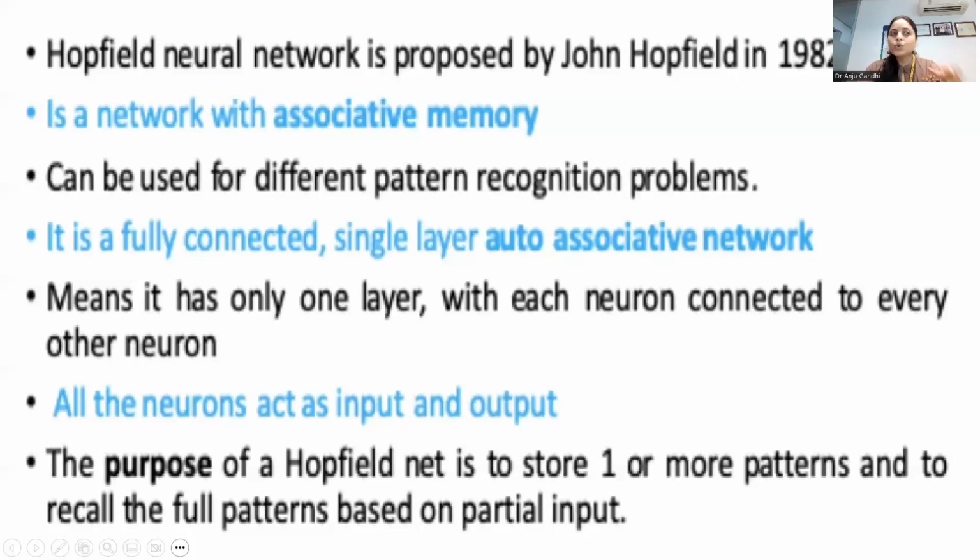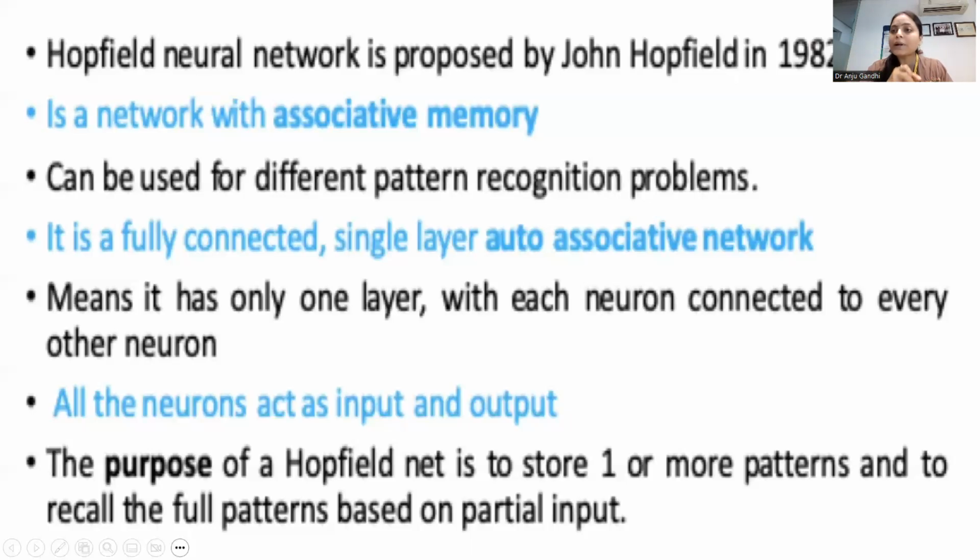Now, what is the use of Hopfield neural network? Why are we studying it here? As we know, the main task of machine learning is to recognize patterns. We have to recognize the patterns, and then tell that this is pattern A, this is pattern B, this is pattern 1, 2, and so on. This is the face of Dr. Anju Gandhi, this is the face of Janvi, this is the face of Dhruv, this is the face of Hardik, right? We are recognizing the patterns.